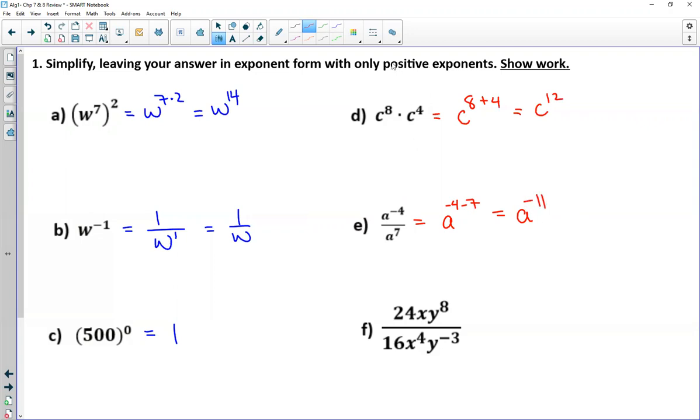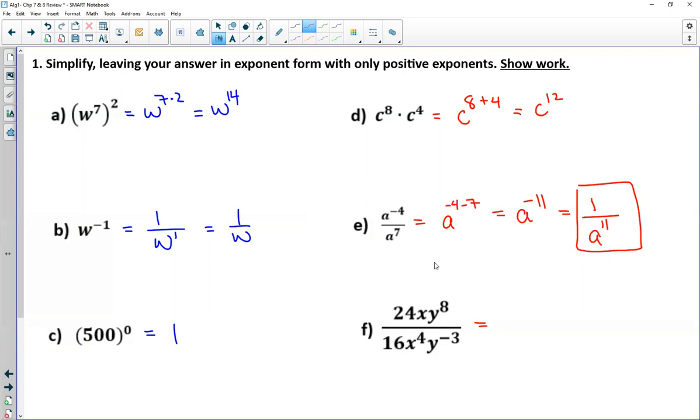And we only want positive exponents. So we're going to take that base that it's attached to. We're going to flip it, move it from the numerator to the denominator. And we're going to change that negative exponent and make it positive. So we have 1 over a to the 11th.